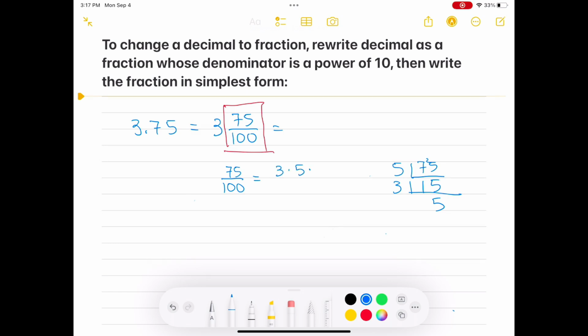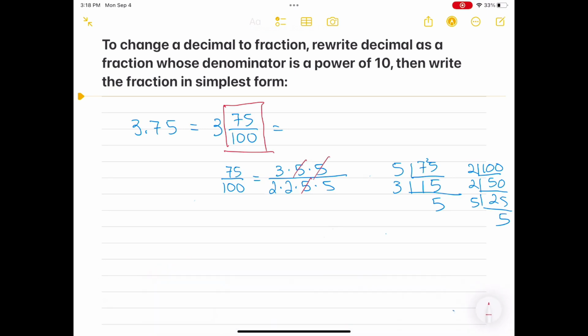75 breaks down to 3 times 5 times 5, and 100 breaks down to 2 times 2 times 5 times 5. And we line up those factors in the denominator, and once we do, we can cancel out like factors. So the 2 5's in the numerator cancel with the 2 5's in the denominator, leaving a 3 in the numerator and 2 times 2 in the denominator, or 4. 75 100ths simplifies to 3/4. So 3.75 is 3 3/4.